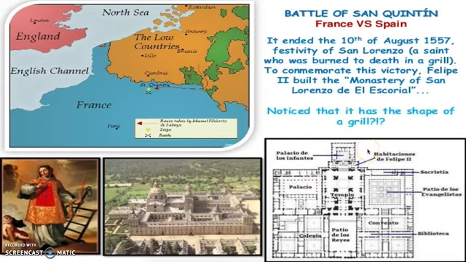Philip II was so happy about having won that war, the Battle of Lepanto, that he looked at the day of that battle, that was San Lorenzo Day, and San Lorenzo was a Christian who was burnt on a grill. The grill, as you know, has this shape.